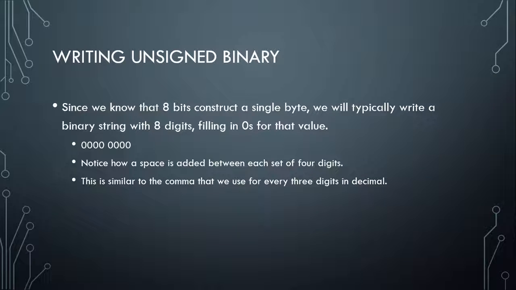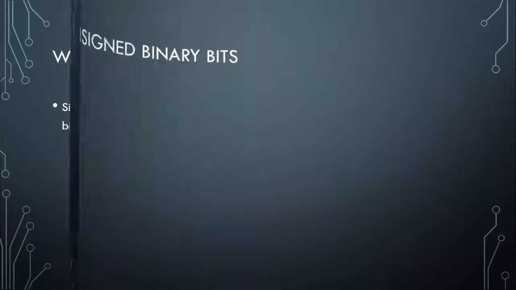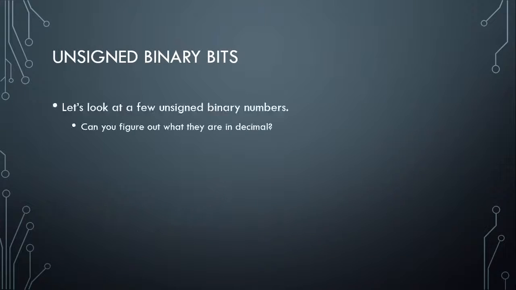All right. Now notice how the space is also added between each set of 4 digits. This is very similar to how we use a comma for every 3 digits in decimal. It's just a spacing thing that makes it a little visually nicer for us to read. Doesn't make it as congested.